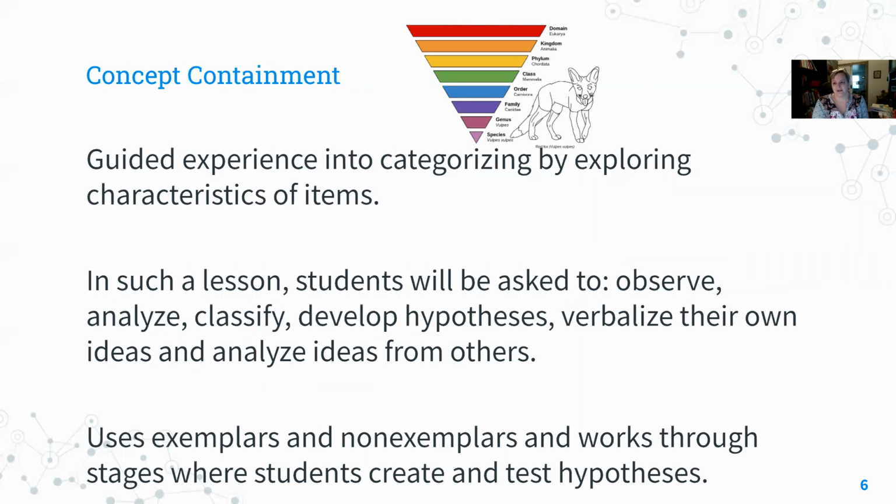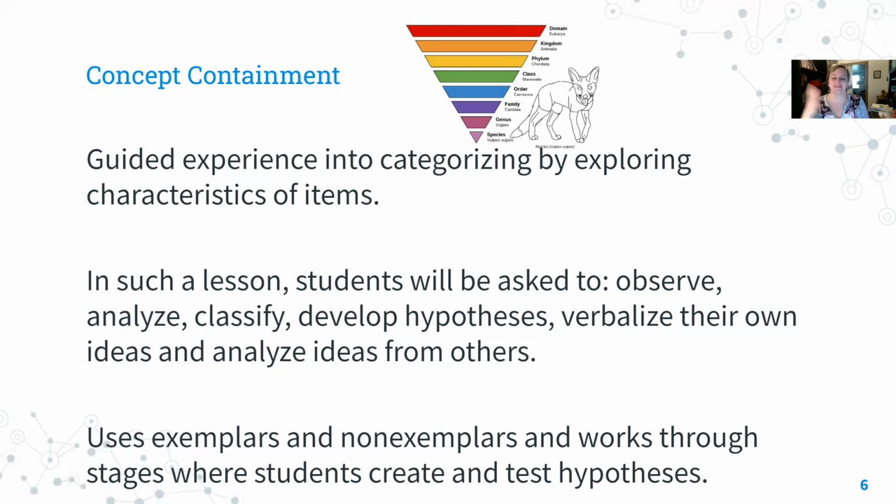The next teaching model that the textbook talks about is this idea of concept attainment. And I put up here the phylum for a, is it a fox? I think that's a fox. It could be a dog, or maybe it's a cat. I don't even know. Let's look here. What is the family? It's a canine. So yeah, I think that's supposed to be a fox.